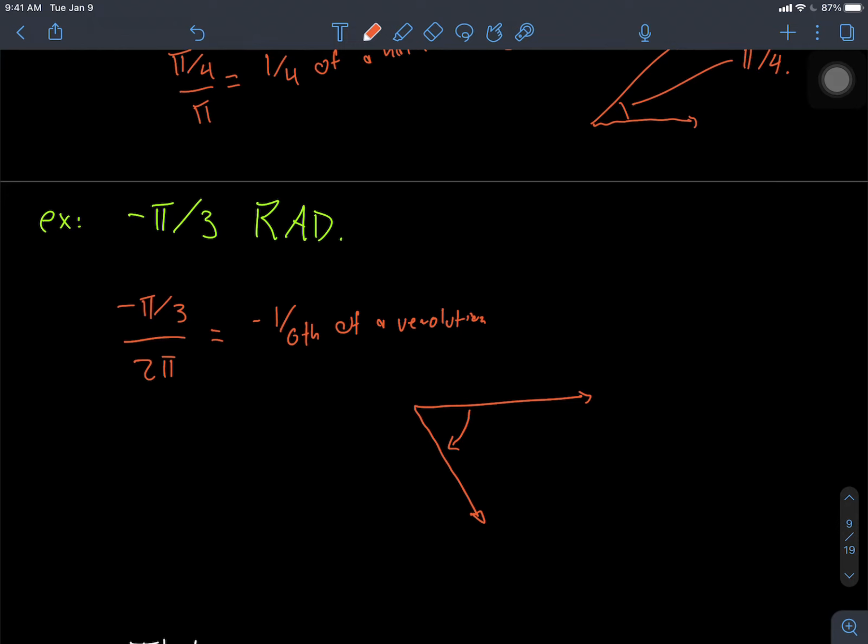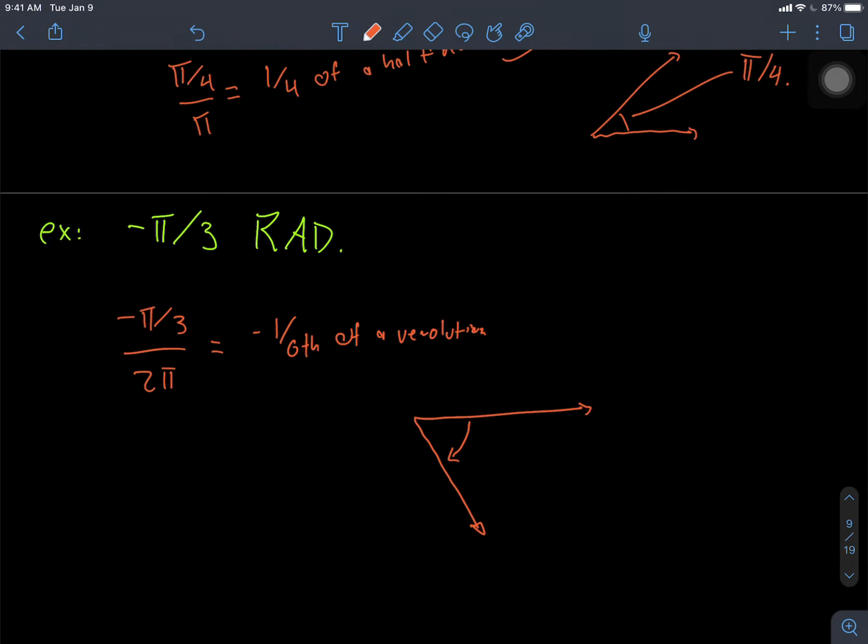Pi over 3 should be 1/6 of a revolution. Yeah, a little bit less than a quarter, but more than an eighth. Okay, so something around here.